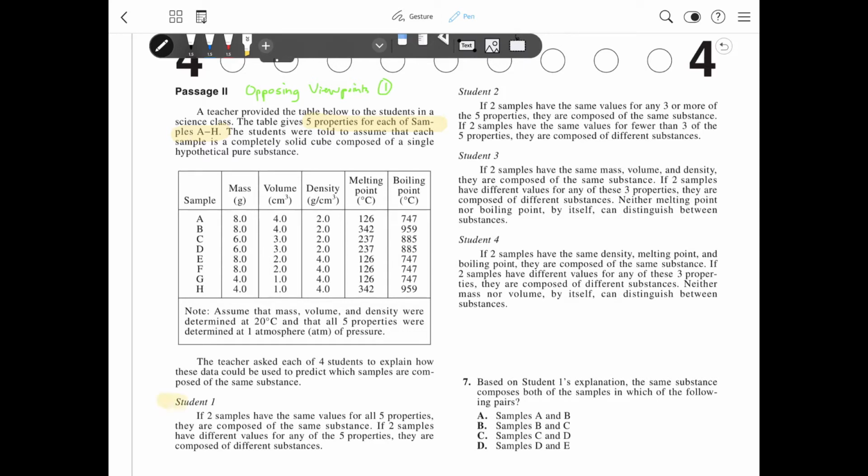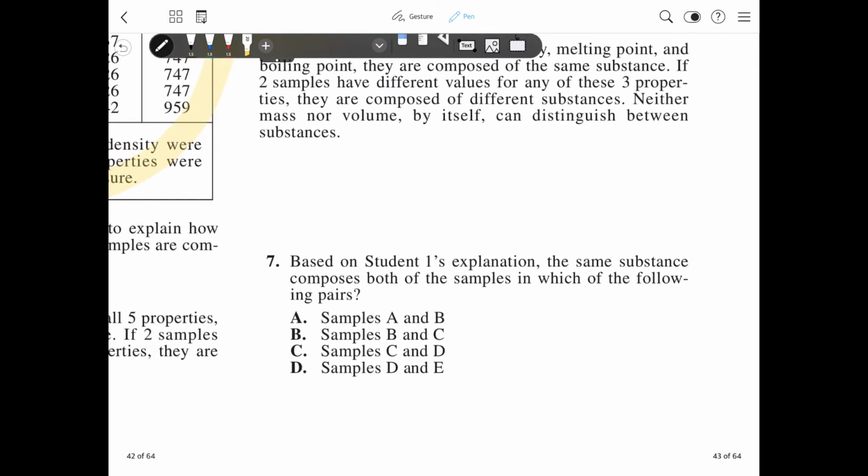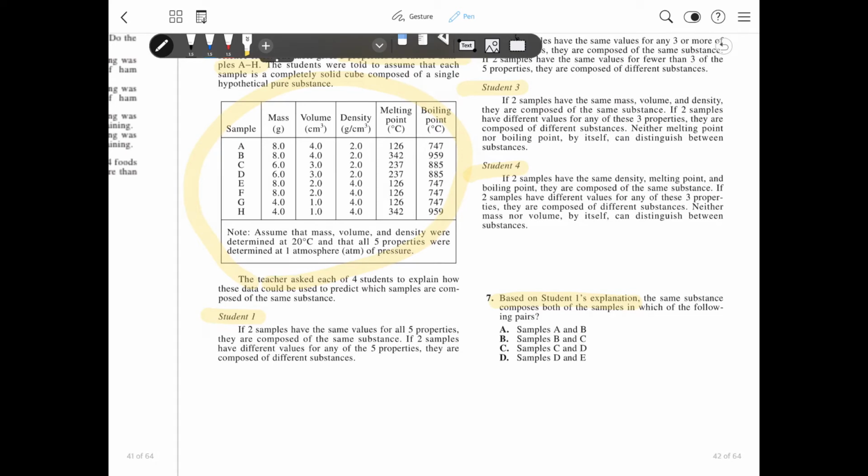As you can see here, we have student 1, student 2, student 3, and student 4 all talking about their interpretation of the data given in this table. The questions typically ask you about what one particular person is saying, what their interpretation is. For example, in question 7, they're asking about student 1's explanation. In this case, we would look at student 1's description again and then answer that question.